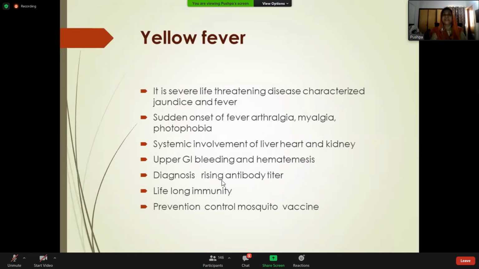Once the person is infected and gets all right, the immunity is lifelong. The vaccine is also available for yellow fever. Prevention is through control of mosquito breeding and propagation of mosquitoes, and then we can achieve this.